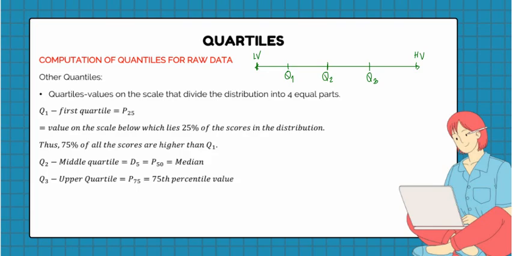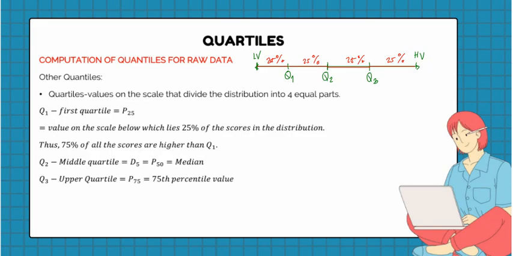Now, if you look at our distribution, the values from our lowest value to Q sub 1, then from Q sub 1 to Q sub 2, then from Q sub 2 to Q sub 3, and then from Q sub 3 to Q sub 4, are just 25% each of our entire distribution, which is 100%. So basically, that is the concept of quartiles.